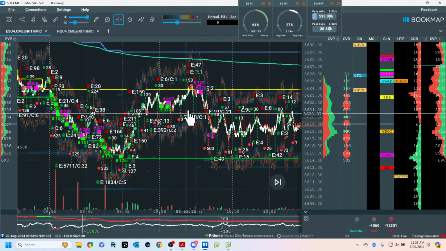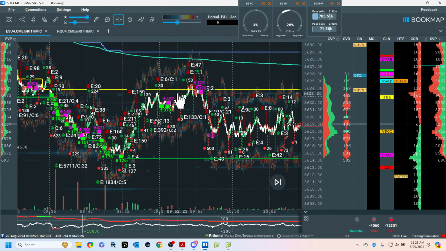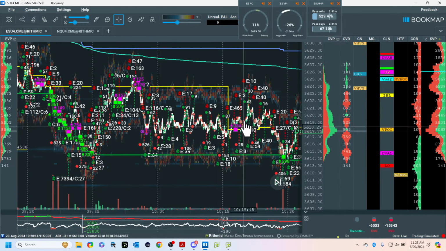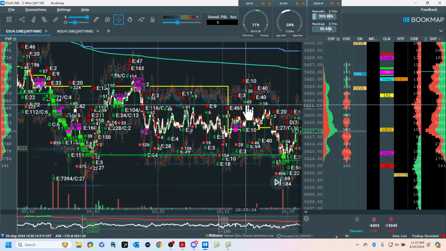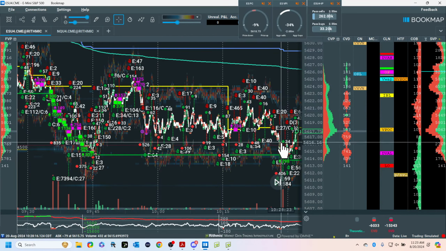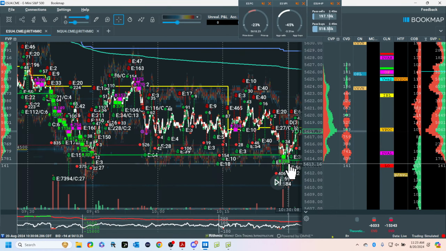Okay. So anyway, let's look at the difference. VPOC migration. Right here, this is a warning. We come across, this is too high. So think of this as resistance. We get VPOC migration. I've got to stay below this. Right here, looks like we're all in good shape.